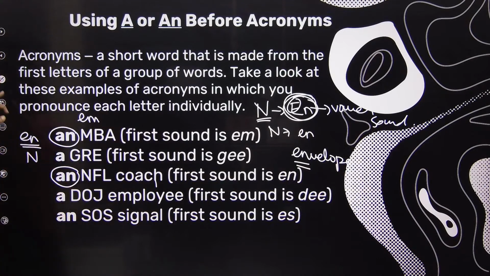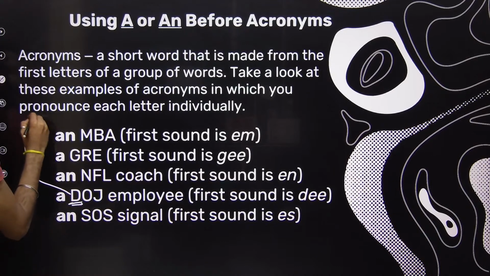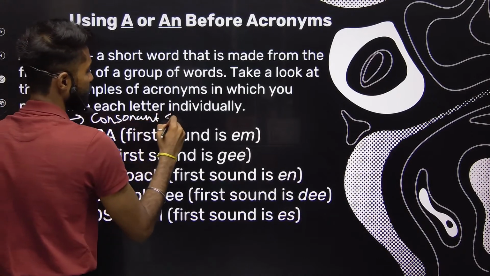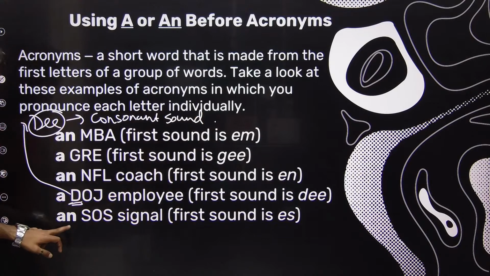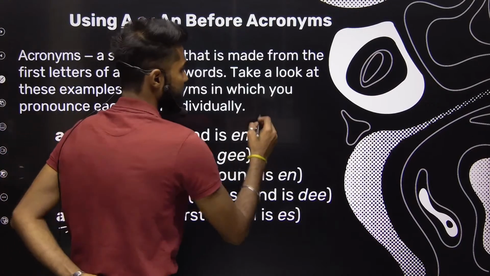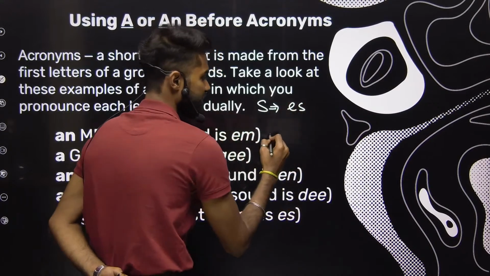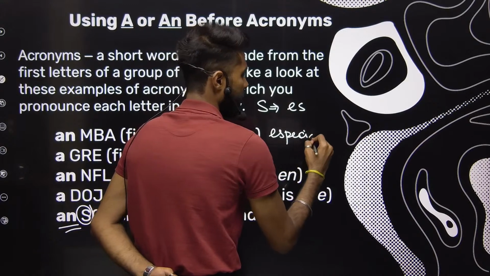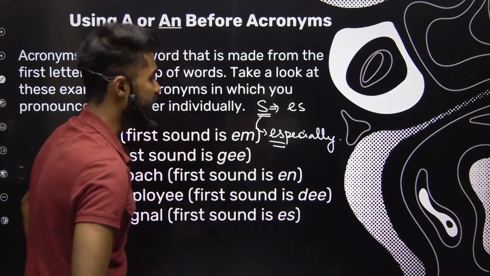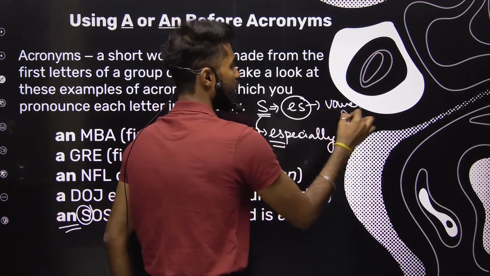See, DOJ here, a DOJ employee. D. What is the sound it is producing? "Dee". So this is basically a consonant sound. That's it, right? And SOS. Again, see here, why am I using "an" here? How is this S produced? What sound is S producing? "Es". For example, especially. See, especially and this S are both sounding similar. So this is my vowel sound. How are vowel sounds? E here.